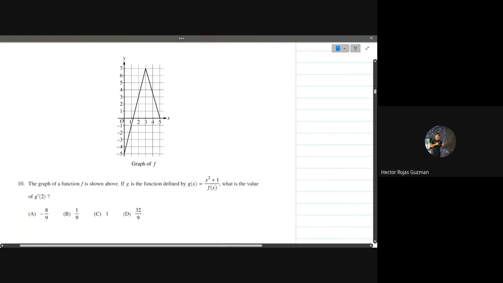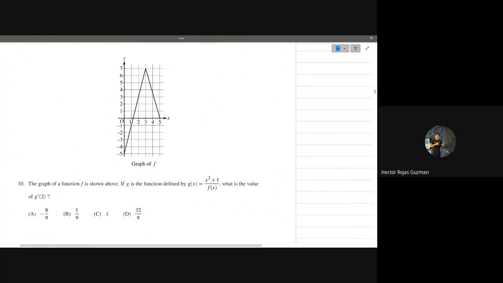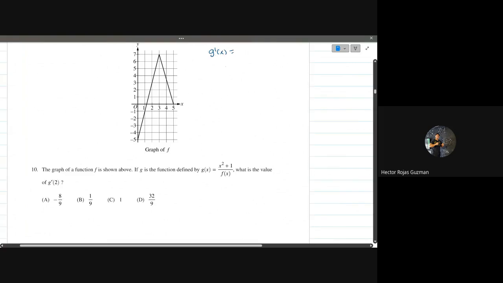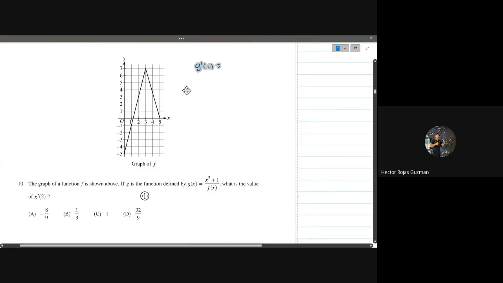The graph of f is shown below. g is the function defined by g of x. What is the value of g prime of 2? Okay, so we're going to start by finding the derivative. The derivative of g is found through the quotient rule. And the quotient rule is the bottom times the derivative of the top minus the top times the derivative of the bottom, all over the bottom squared.